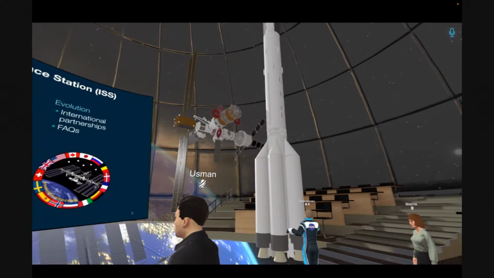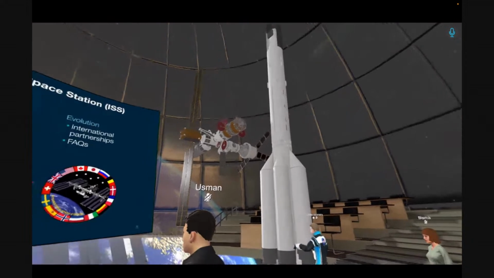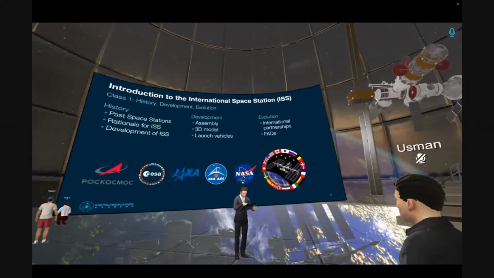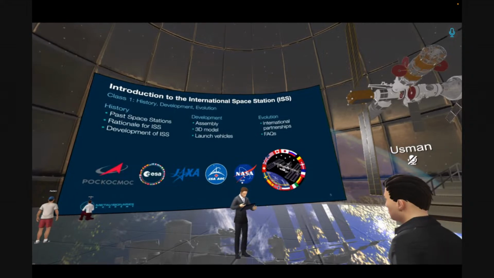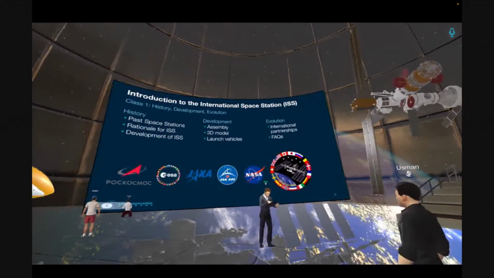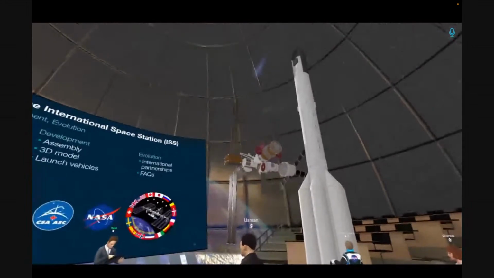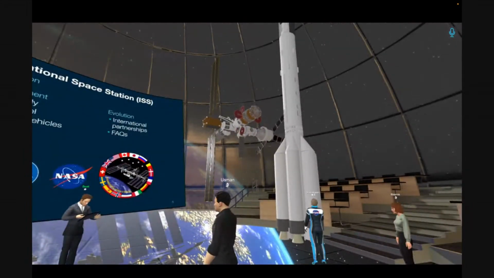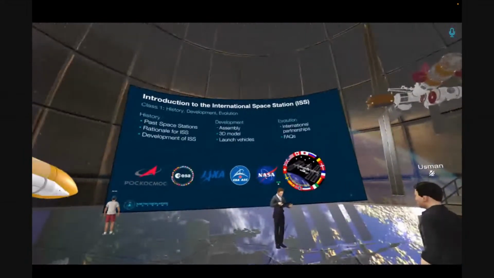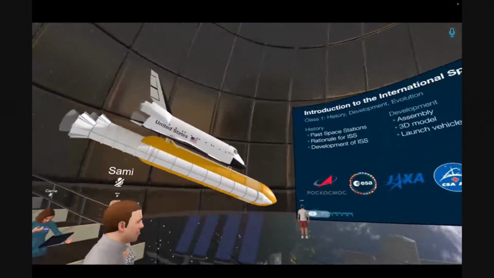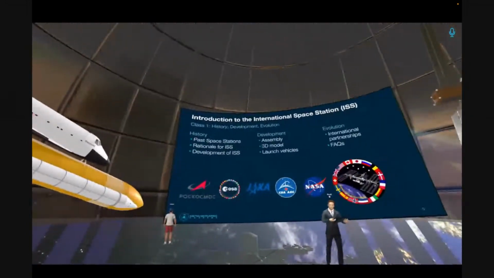But before we begin, I'm just going to speak briefly about the partnerships. This great achievement, this International Space Station, wouldn't be possible if not for the partnerships of these 5 space agencies here. Does anyone know what the space agency on the left is?